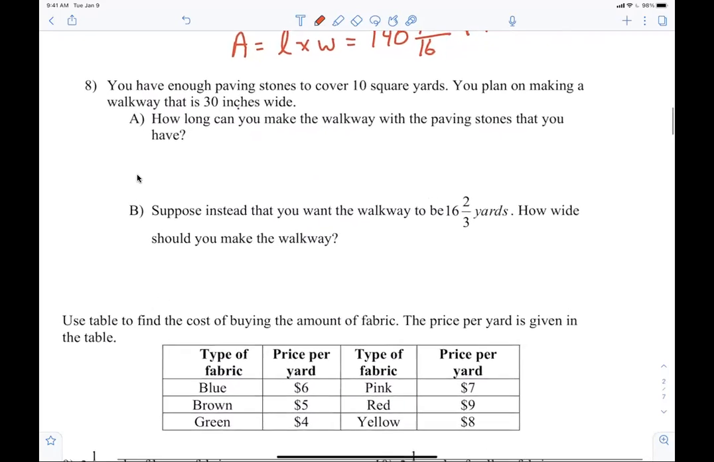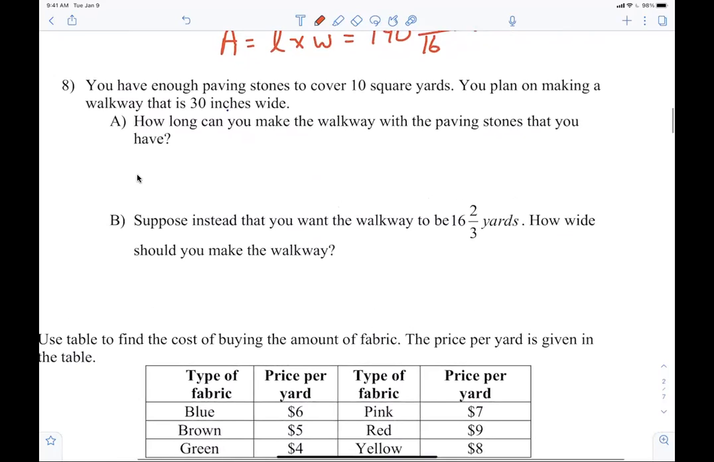Would you multiply 30 times 10? No, we've got to do better than this now. All right, so here we go. I'm just going to show you something.